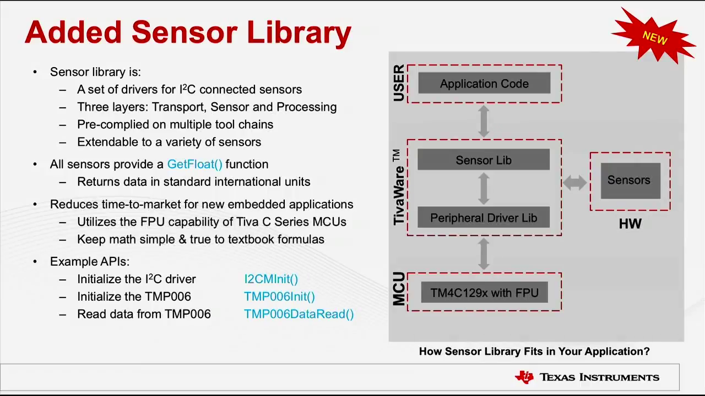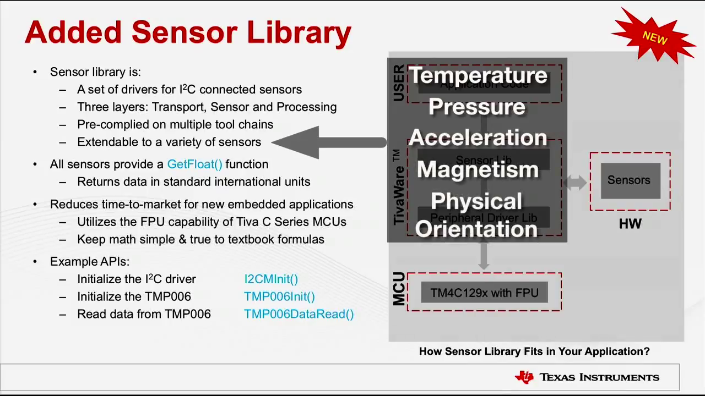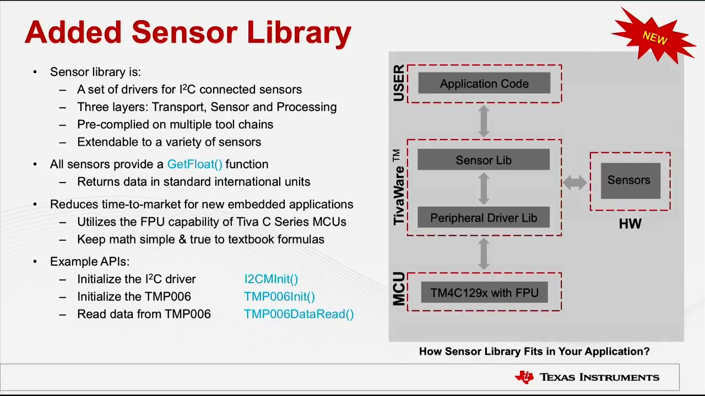A brand new library, sensor library, has been added in TivaWare for C-Series, which allows you to develop exciting embedded applications using different types of sensors with Tiva C-Series family of microcontrollers. Sensor library is organized in 3 layers: transport layer, sensor layer, and processing layer. And it provides a set of drivers and API functions to initialize and configure a variety of sensors to measure temperature, pressure, acceleration, magnetism, and physical orientation. Sensor library benefits from the floating point capabilities of Tiva C-Series microcontrollers to process the raw data captured from various sensors and presents it to the user in a standard international unit, enabling users to process the data with greater convenience and simplicity. Some example APIs from the sensor library are shown on the screen. Take a look at them.